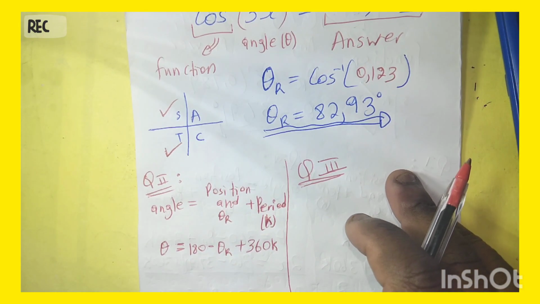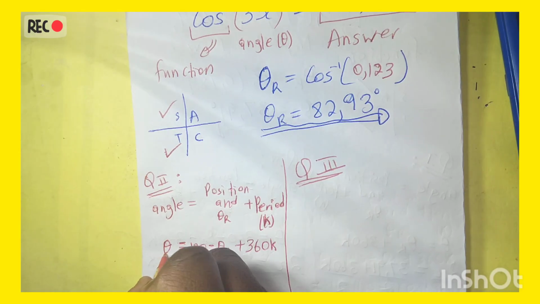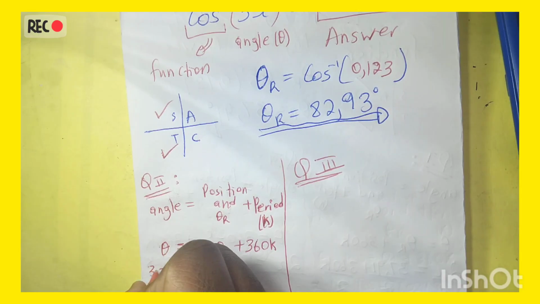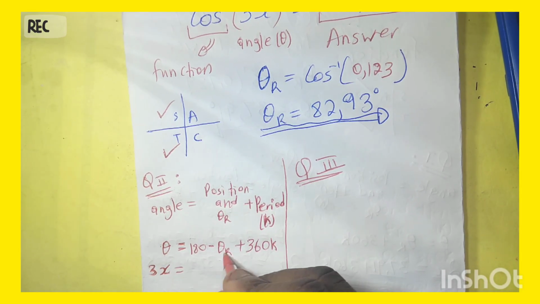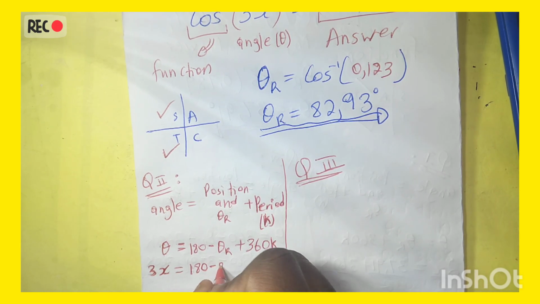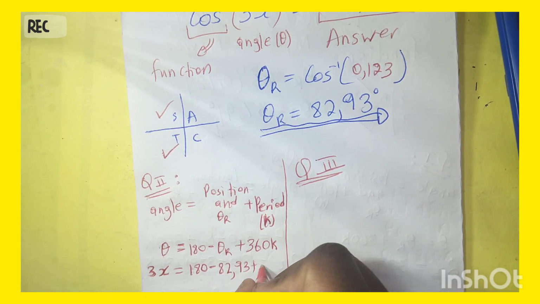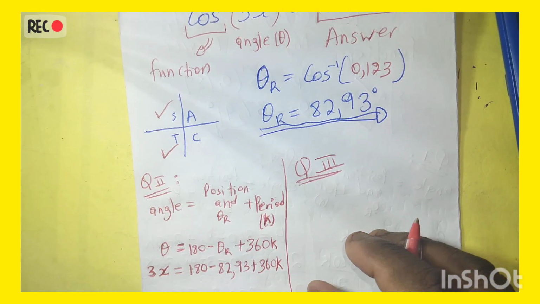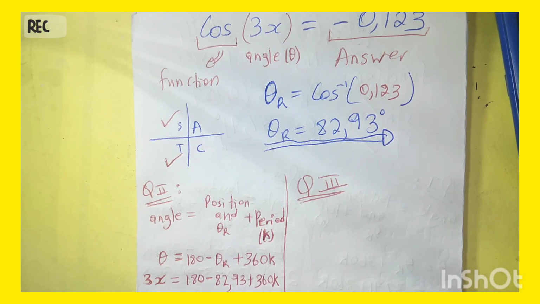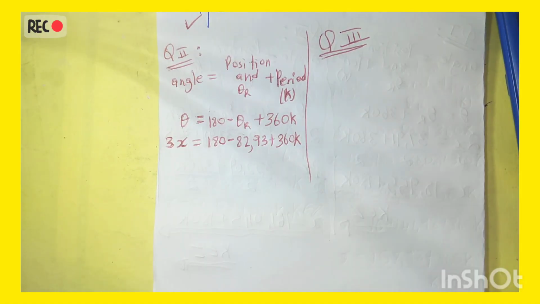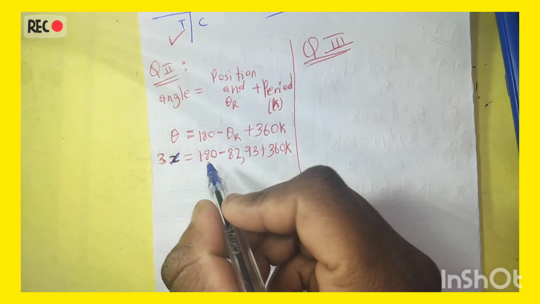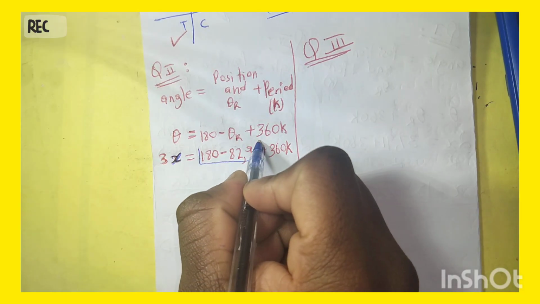Now I can substitute. My angle is equal to this one: 180 subtract the reference angle, which is this thing here, plus K. I hope, guys, you can see everything. The angle is that one, and the reference angle is this one. Those are the only things you substitute. Now you should make this x alone, and for that I can start by simplifying a number to a number.